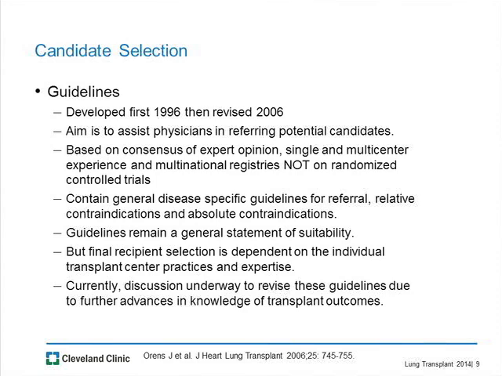They contain basically general disease-specific information for referral and relative contraindications and absolute contraindications for transplants. These guidelines remain a general statement of suitability, and some of these guidelines and contraindications are being challenged currently, and more evidence is emerging. But the final recipient selection is really dependent on the individual transplant center's practices and expertise. And as I mentioned earlier, these guidelines are undergoing revision, as we have gained advances in knowledge of transplant outcomes.